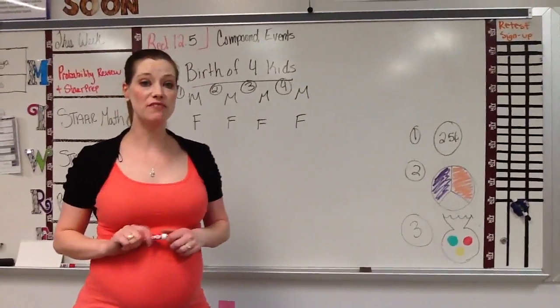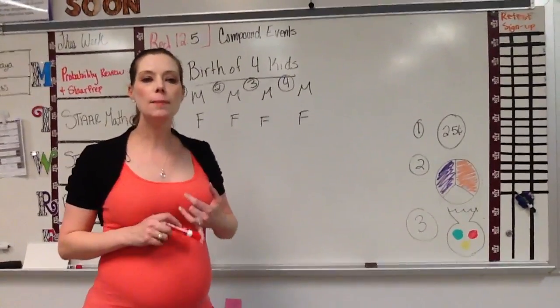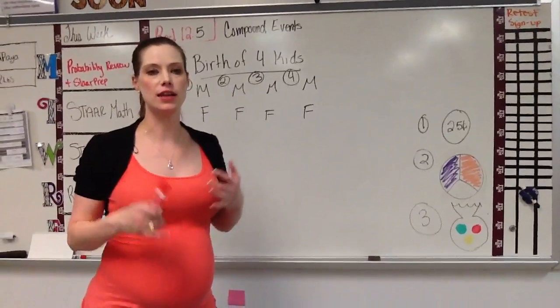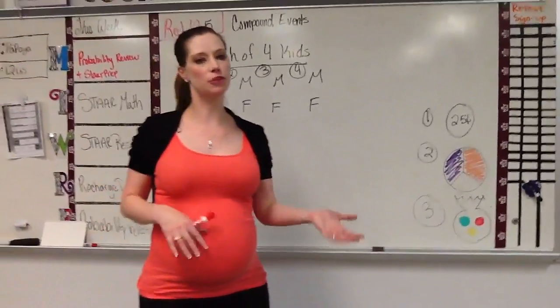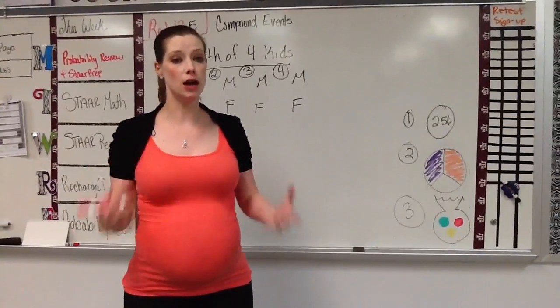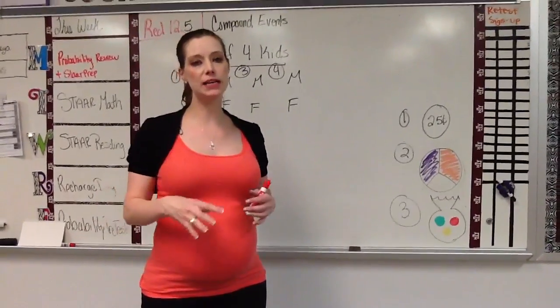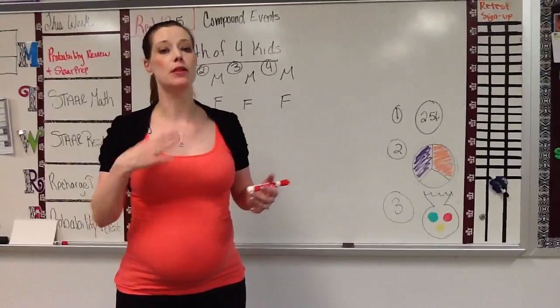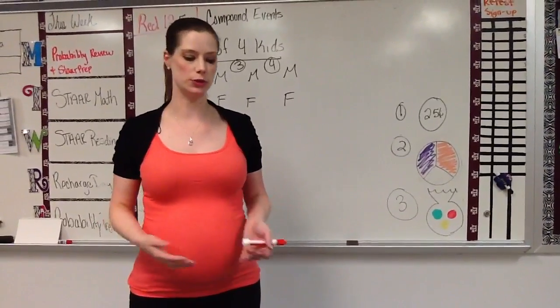For Red 12.5, compound events. A compound event is any probability that has multiple events. For example, flipping a coin would be a single event. Flipping a coin and then rolling a dice would be a compound event. Or spinning a spinner and then spinning a spinner a second time. That would be a compound event because there's multiples.